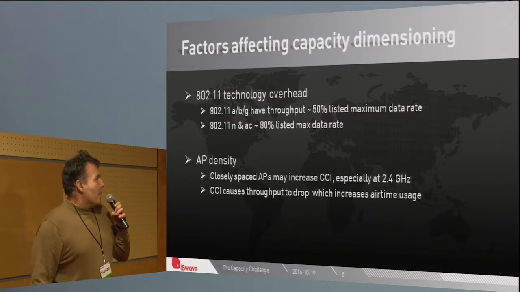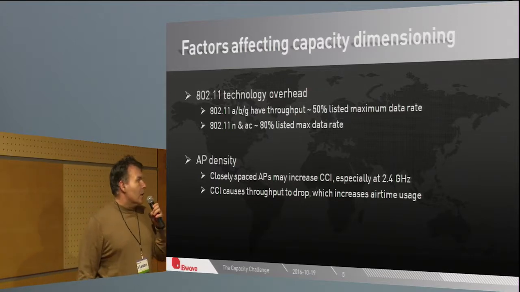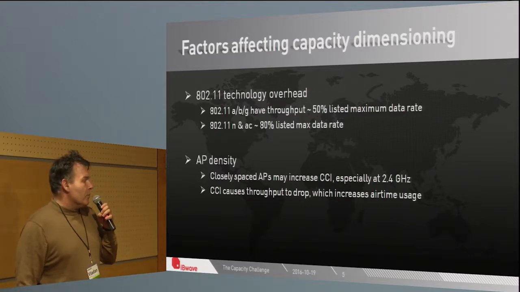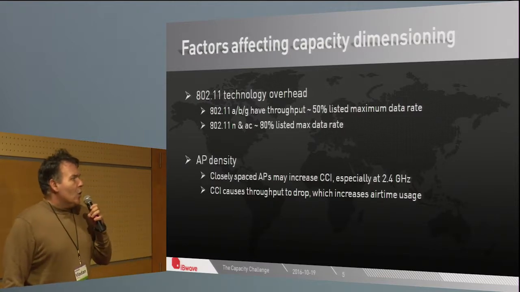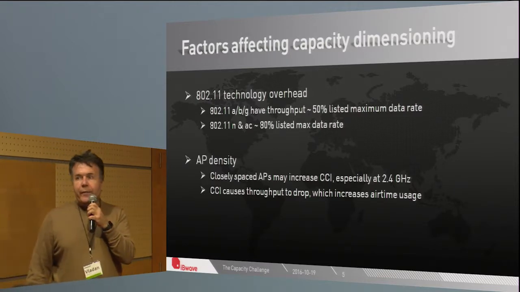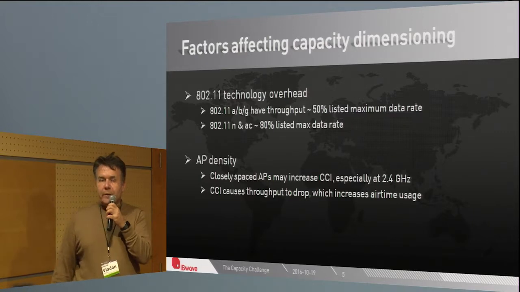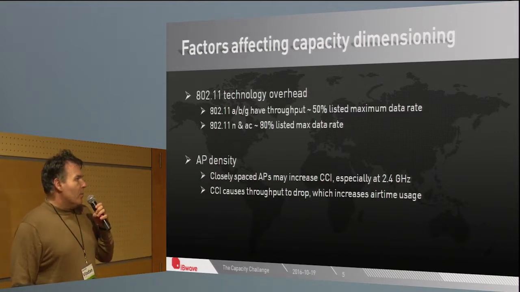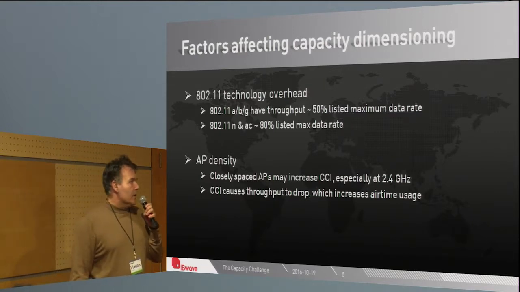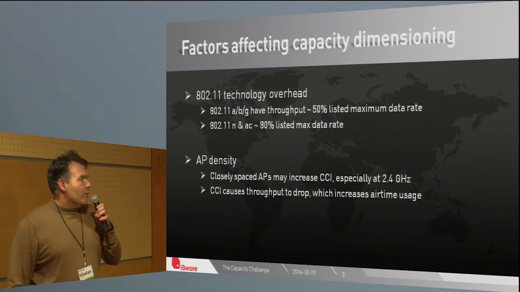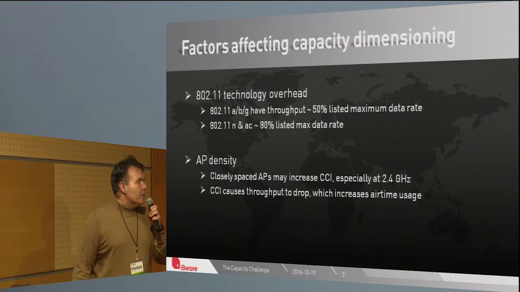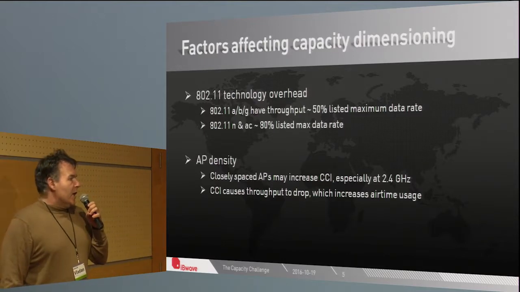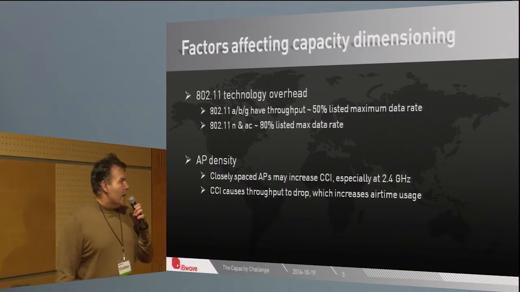Also, AP density: if APs are closely spaced, then it is going to increase the interference, CCI, no matter what you do, especially at 2.4 gigahertz. So it becomes important to take into account what is happening in 3D. If you have very few channels and a high density of APs, then your CCI may really drive your throughput down.